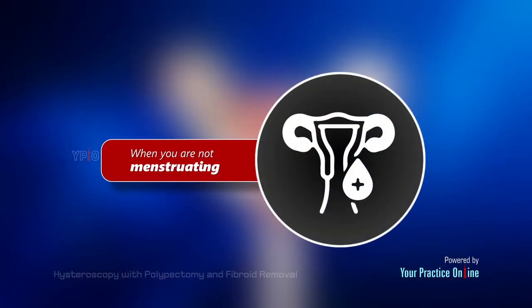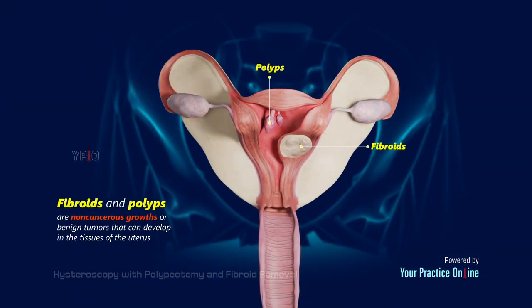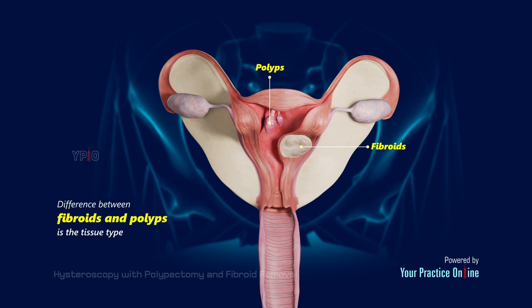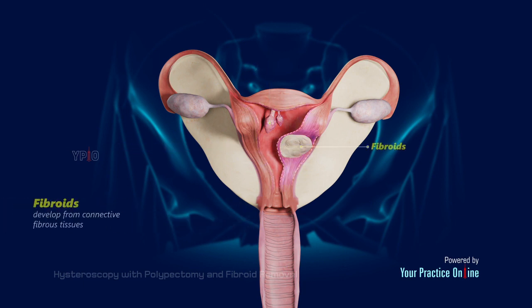It can be done at any time when you are not menstruating. Fibroids and polyps are non-cancerous growths or benign tumors that can develop in the tissues of the uterus. The difference between fibroids and polyps is the tissue type. Polyps develop from the endometrium, the inner lining of the uterus, while fibroids develop from connective fibrous tissues.